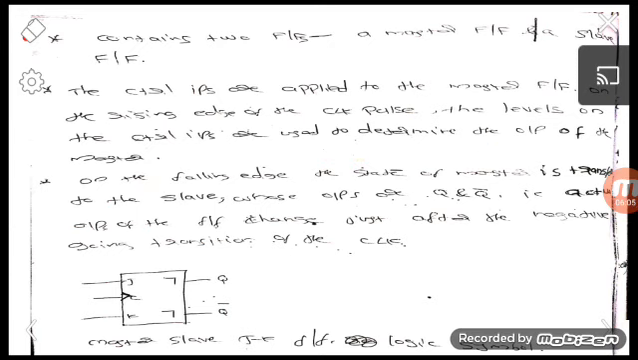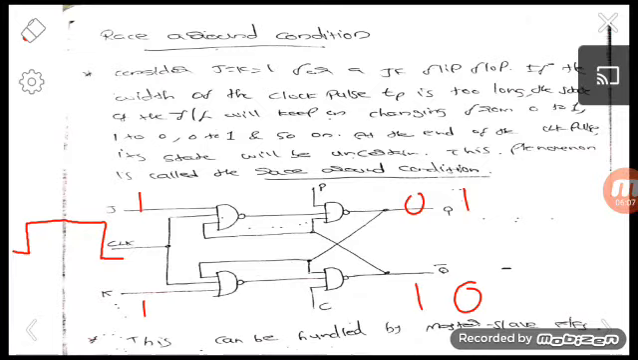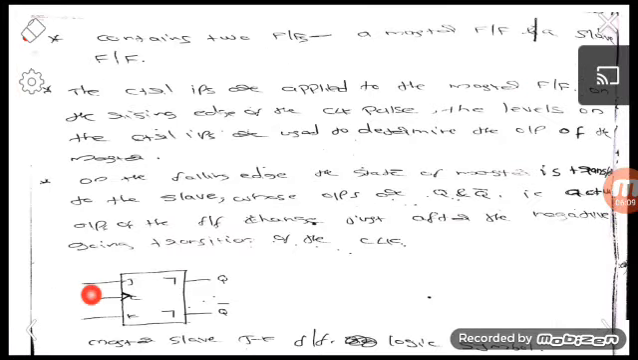So here we are applying the clock pulse. First the clock pulse is used to generate the output of the master flip flop, and on the falling edge of the clock pulse, the state of the master is transferred to the slave.